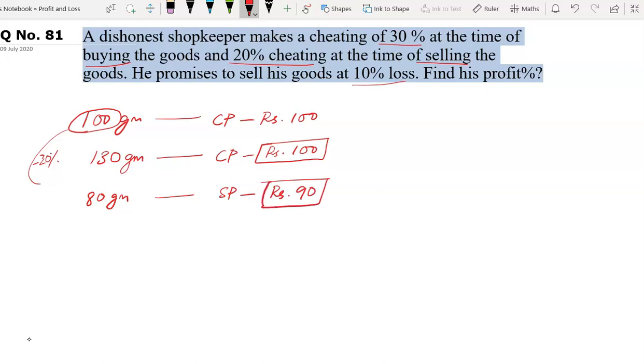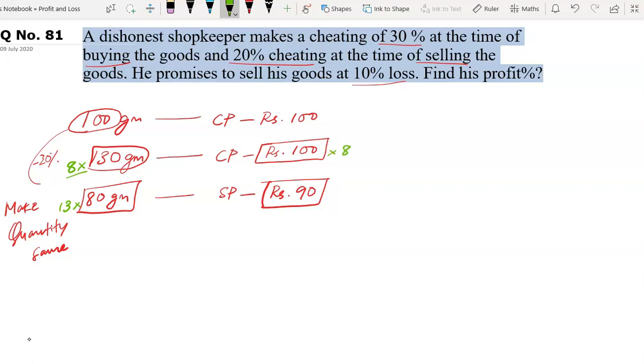Now we know that in such type of questions we will make the quantity same so that we can compare. Now here 13 and 8, 0 is same. So we will multiply this by 13 into 8, 8 into 13. So this will make the quantity equal. So here we have multiplied by 8. So this will be multiplied by 8. So our CP is 800.